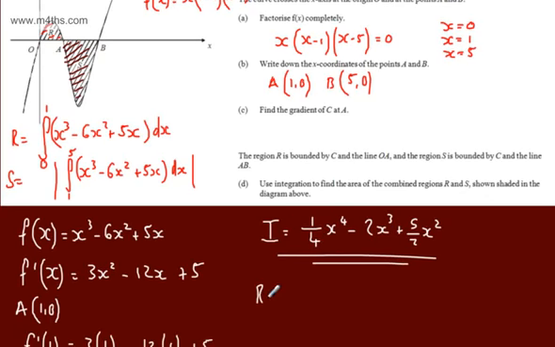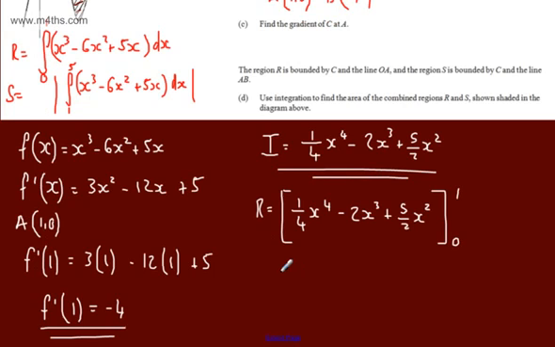So let's consider R. Let's find the area of R. So for R, we're going to have 1 over 4 x to the 4th minus 2x cubed plus 5 over 2 x squared. And we're going to take this now from 0 to 1. So let's go ahead and sub that in. And this will give us a positive value.